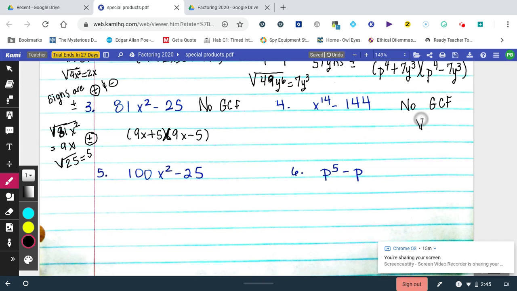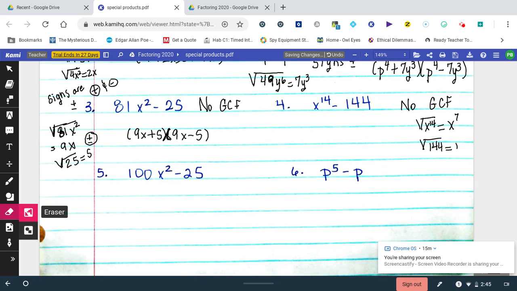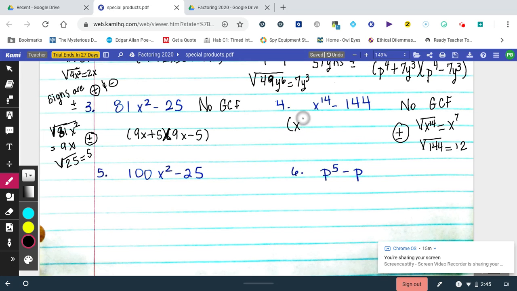All right, the square root of x to the 14th is x to the 7th. And the square root of 144 is 12. And your sign is going to be plus or minus, or plus and minus. So you're going to write x to the 7th plus 12 and x to the 7th minus 12. Those are the two factors of x to the 14th minus 144.